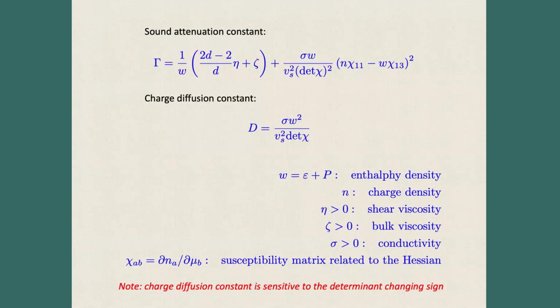But in the diffusion mode, there is no square, right? It's just a determinant, right? And here is a square, right? So everything else is positive. So you may suspect already from this expression that the charge diffusion will be the source of instability. And this is indeed the case.